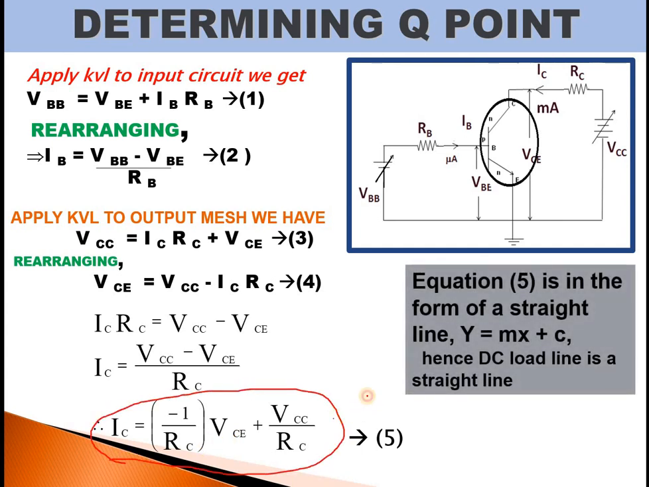By taking these things, this equation can be written in the form of y is equal to mx plus c, where m is the slope and VCE, you remember, is taken on the x-axis. So I can prove that the DC load line is a straight line by deriving this expression.